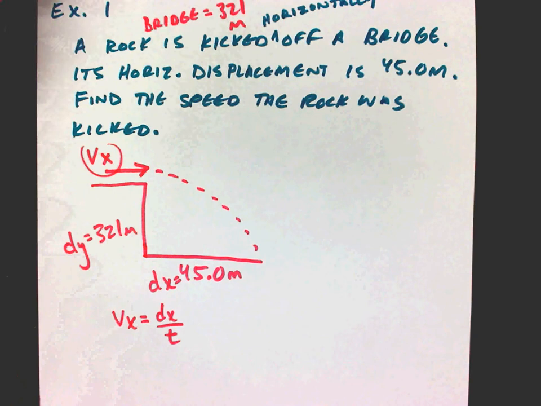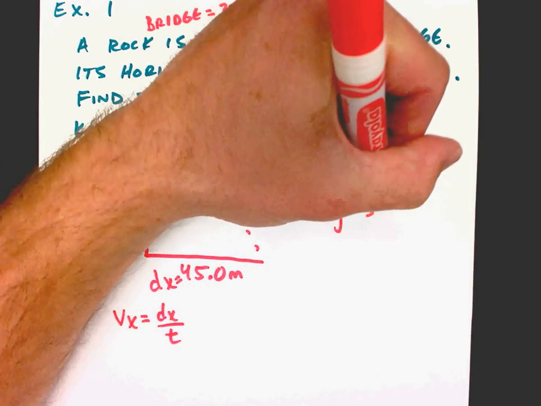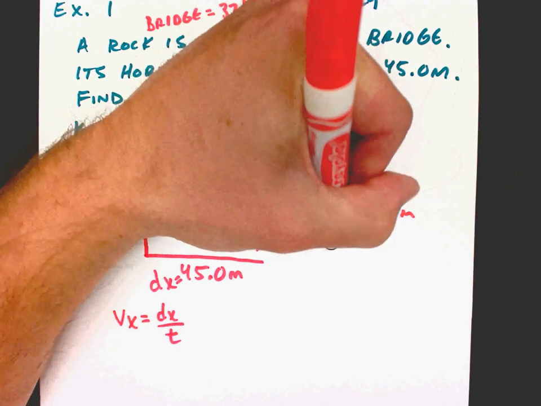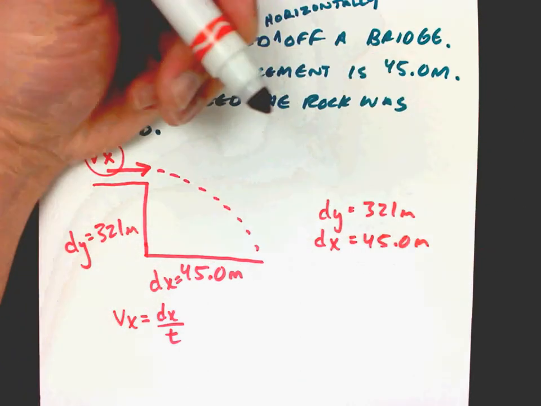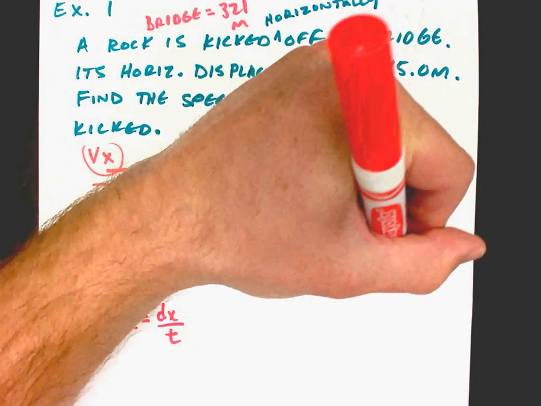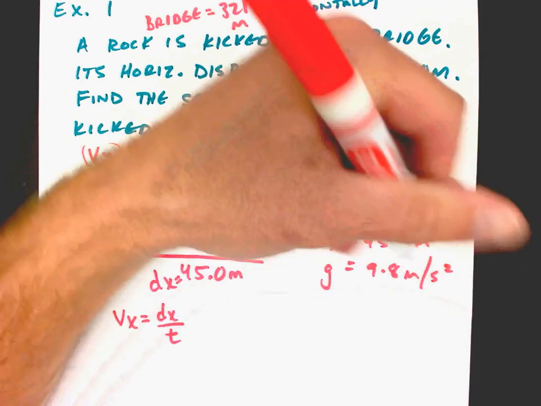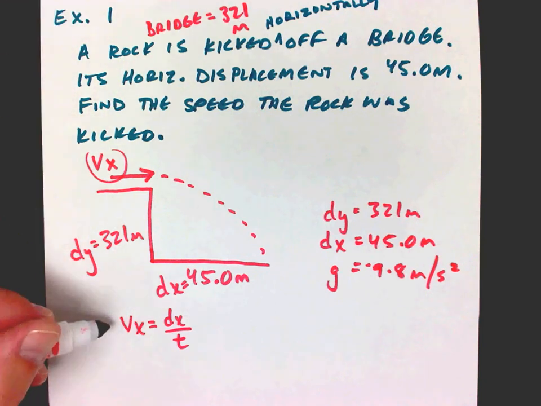So let's label out what we do have here. We now have dy. We have dx, 45.0 meters. And I think that's all that's given in the problem. Remember, we know g. We assume this problem is taking place on the Earth. And I think that might be enough to get us started here. So we ultimately have to use this equation. We have dx. We need to find a time.